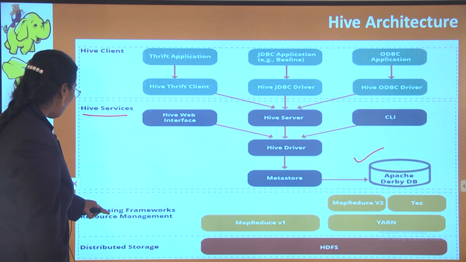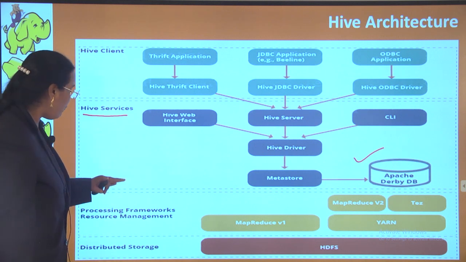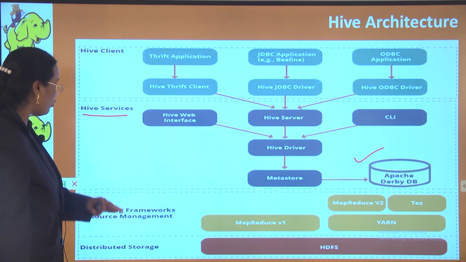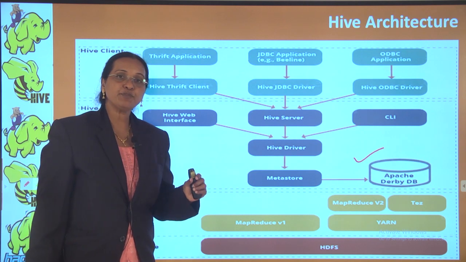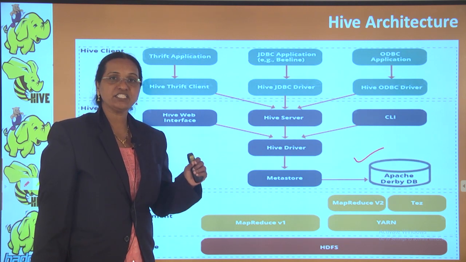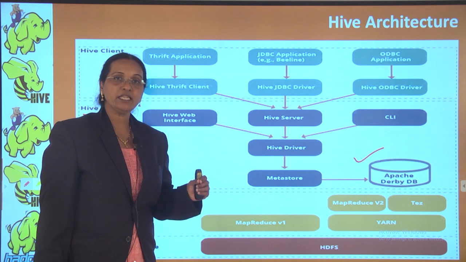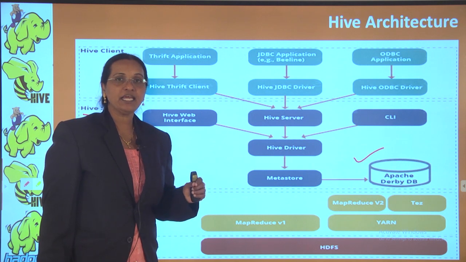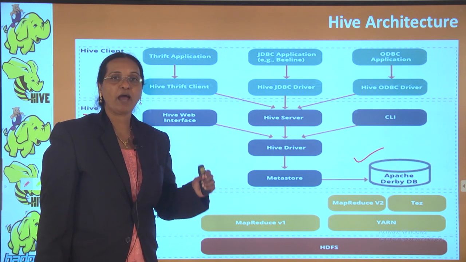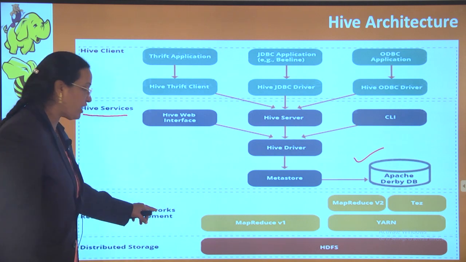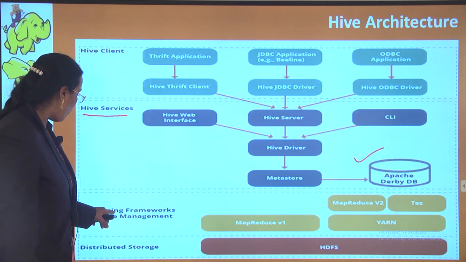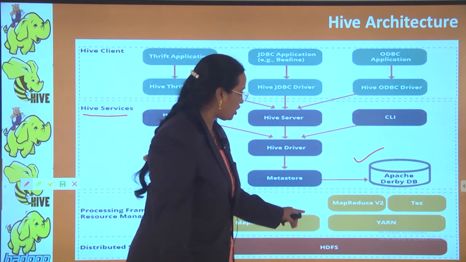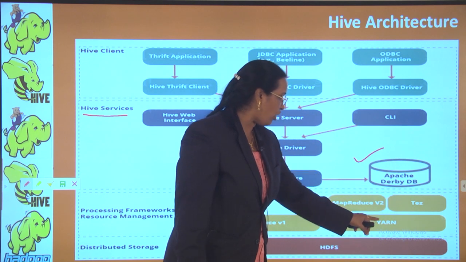Next, coming to the third phase, that is called as processing framework resource management. So what is happening with the processing framework resource management is, the core principle of the Hadoop architecture is nothing but, even though you write the Pig script or even though you write the Hive query language, internally everything will be converted in the form of map reduce coding only. So that is what is happening in the third phase, that is called as processing framework resource management by using the map reduce version 1, version 2 or what we call as YARN.